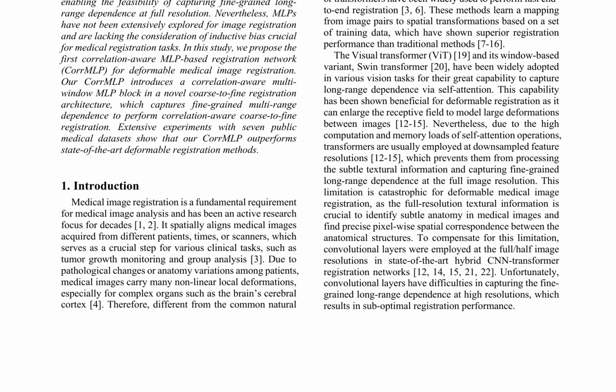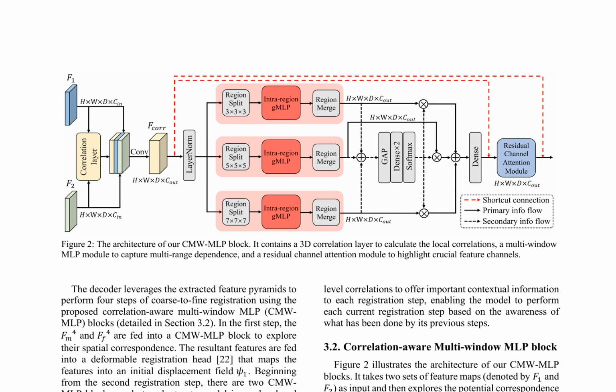This study proposes the first correlation-aware MLP-based registration network, CorrMLP, for deformable medical image registration, introducing a correlation-aware multi-window MLP block in a novel coarse-to-fine registration architecture. The CorrMLP leverages MLPs to model long-range dependence, addressing the limitations of transformers, and captures correlation-aware multi-range dependence via multi-window MLP operations. The correlation-aware multi-window MLP block calculates local correlations between feature maps and captures correlation-aware multi-range dependence, enabling the CorrMLP to perform correlation-aware coarse-to-fine registration.